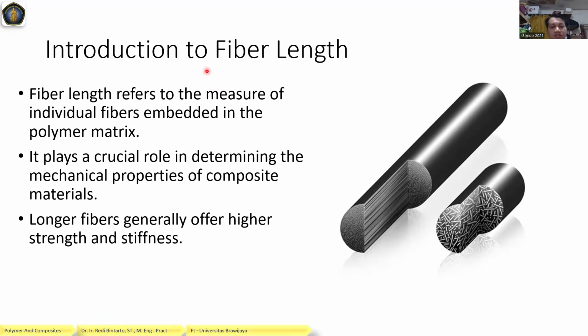Fiber length refers to the measure of individual fiber embedded in the polymer matrix. This is an example of the orientation of fiber. It plays a crucial role in determining the mechanical properties of composite material. Long fiber generally offers higher strength and stiffness. Most people prefer to use long fiber because of its higher strength.